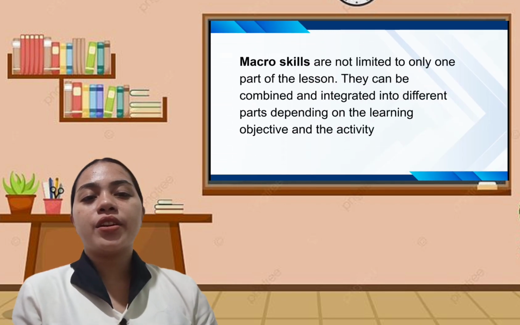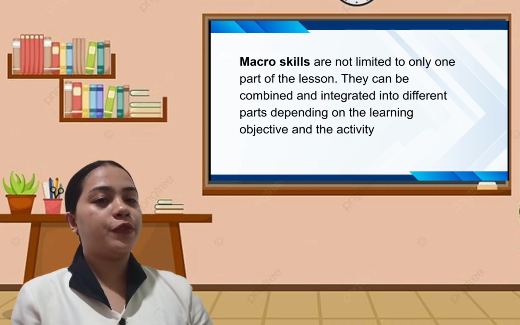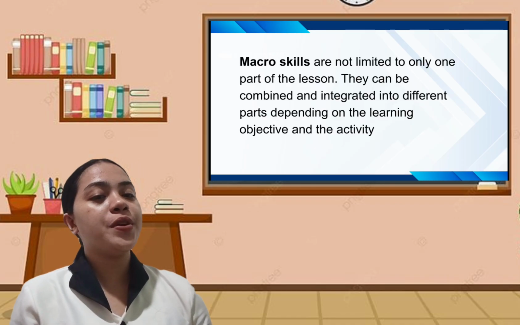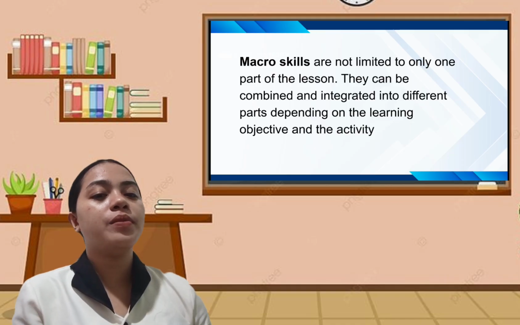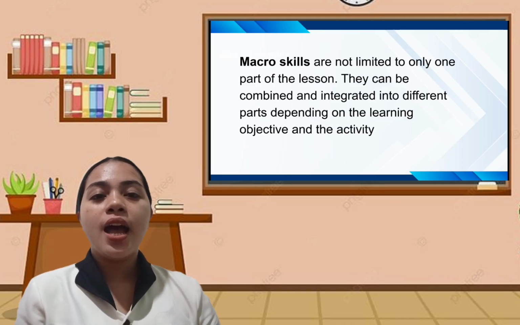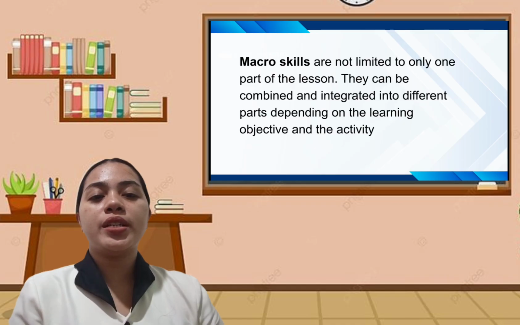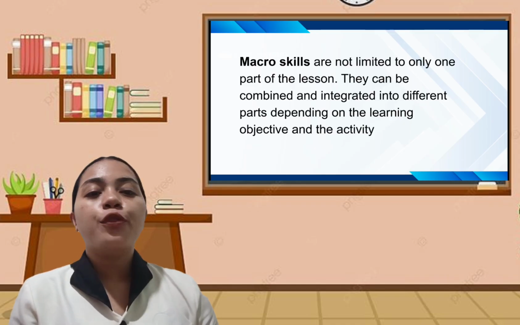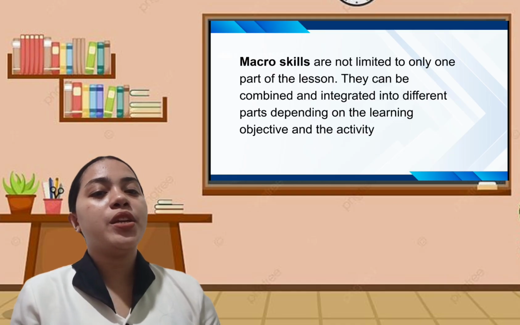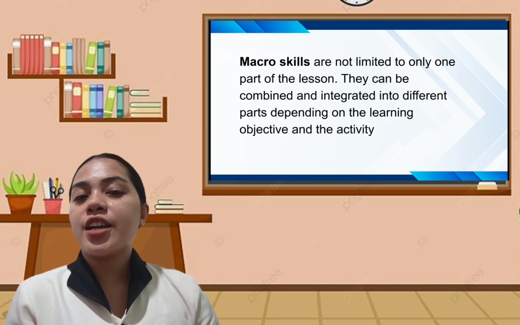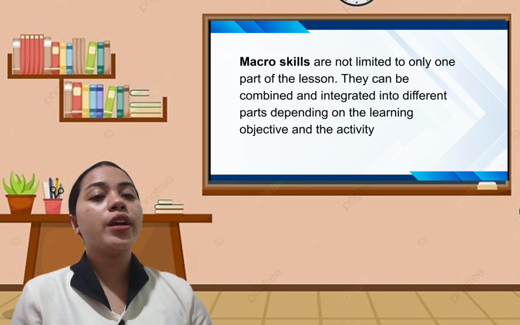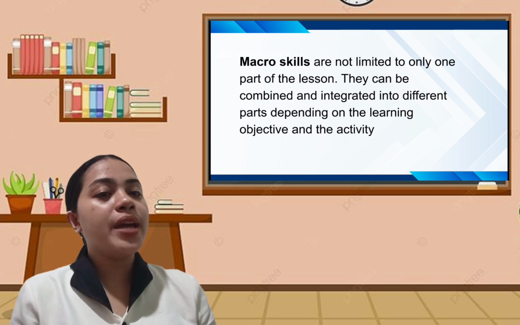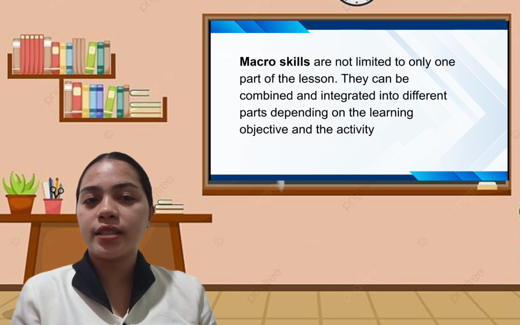So, macro skills are not limited to only one part of the lesson. They can be combined and integrated into different parts depending on the learning objective and the activity. So, the important thing to remember is that a macro skill does not belong to only one part of the lesson. For example, speaking can be used during motivation, discussion, generalization, or evaluation. The teacher chooses the appropriate skill based on the learning objective and the activity.